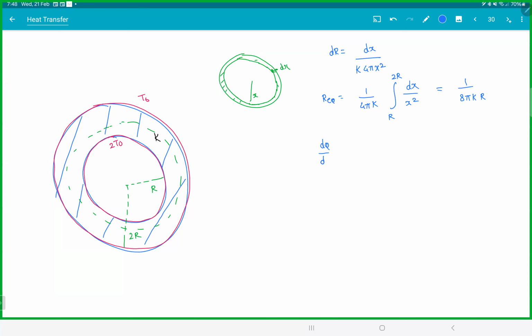What is dq by dt? Temperature difference delta T by R equivalent. Doesn't matter what shape you get, this is valid every time. T naught by 8 pi kR. There. Now how will we find the temperature? Find temperature as a function of x.